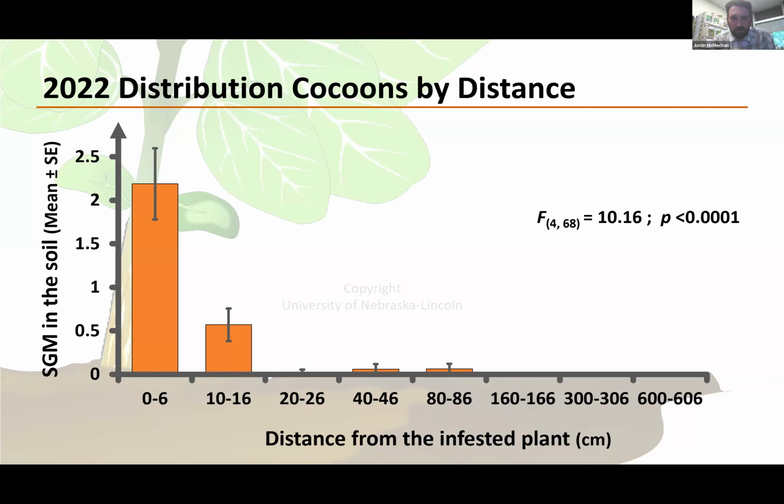This is some of the first material you'll see on that. I'll mention the 2019 study, which was the greatest movement we observed. But this initial study shows them right adjacent to those plants, the 0 to 6 centimeters. We could detect them at 10 to 16, and then out to 80 to 86 centimeters was the furthest they were detected in this study.